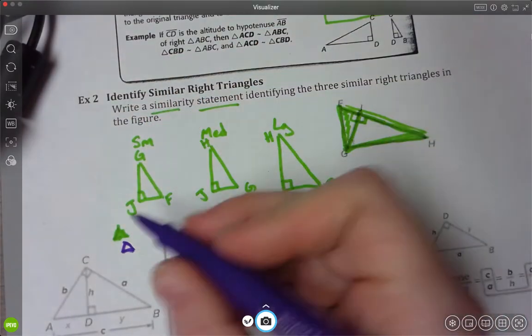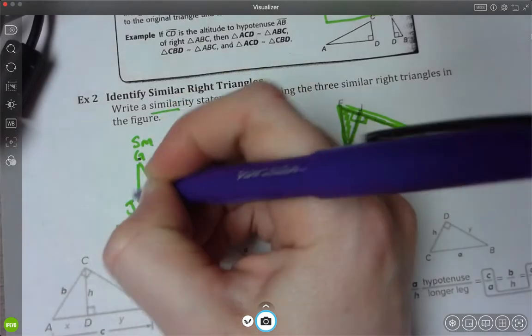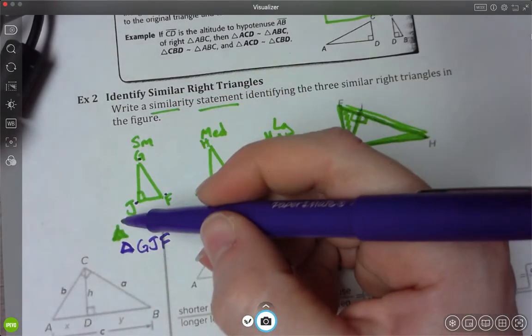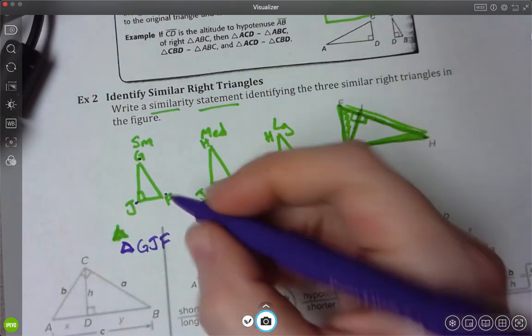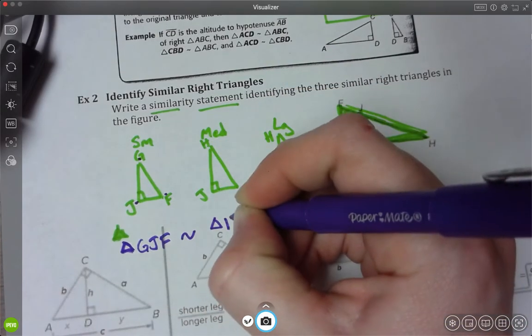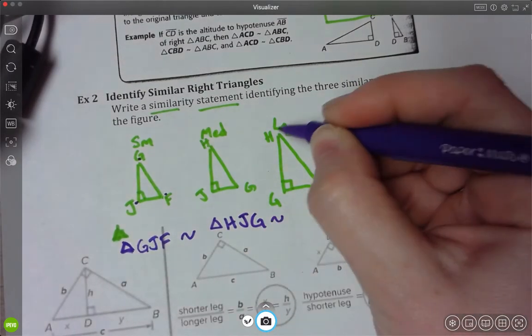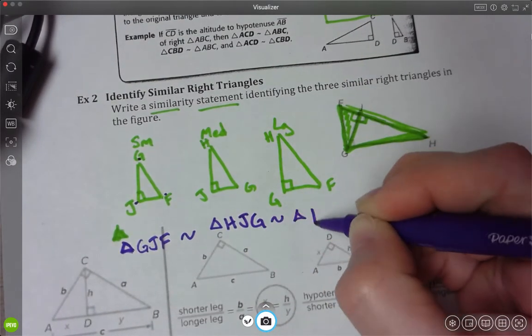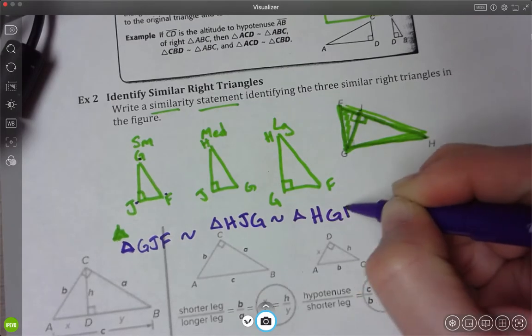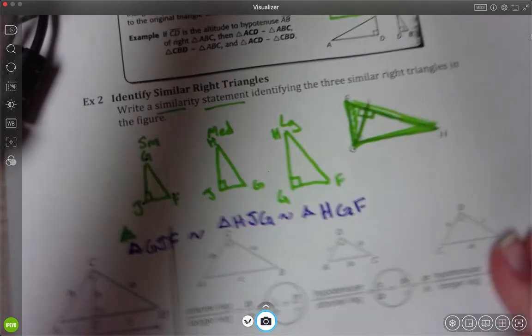Triangle, let's just go G, J, F, if I go in that order. So G, J, F, top, right angle, right side, is similar to triangle. If I go in that order, this one would have to go H, J, G, and that's similar to triangle H, G, F. Something that looks like that.